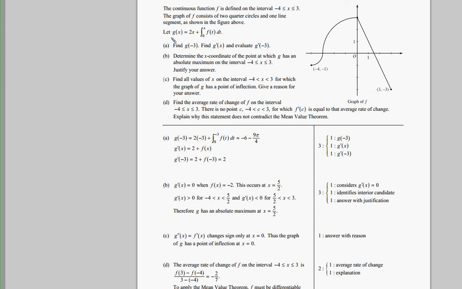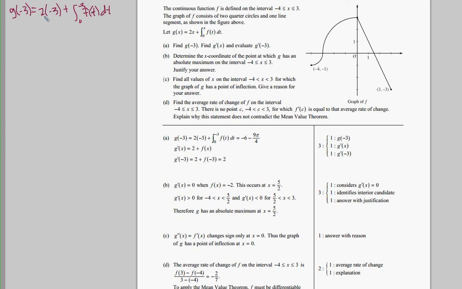And it says that g of x is then the function that's defined by 2x plus the integral from 0 to x of f of t dt. And you're asked to find g of -3, and then find the derivative of g, and then evaluate the derivative at -3. So g of -3 would be 2 times -3 plus the integral from 0 to -3 of f of t dt.